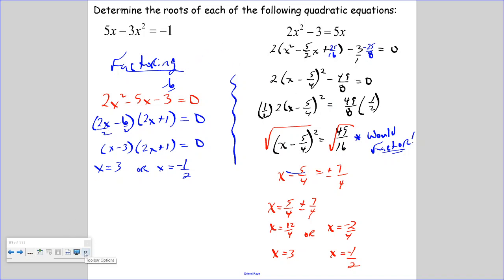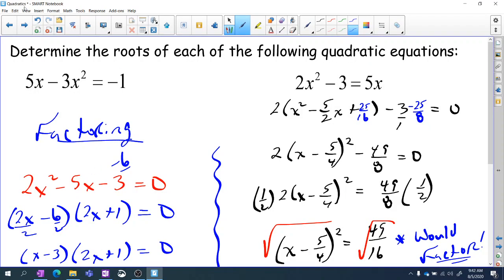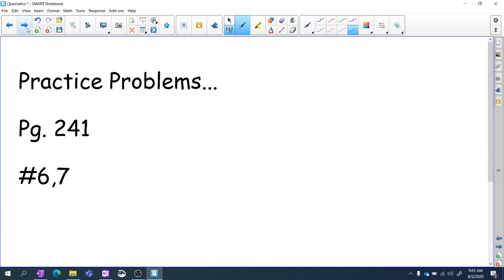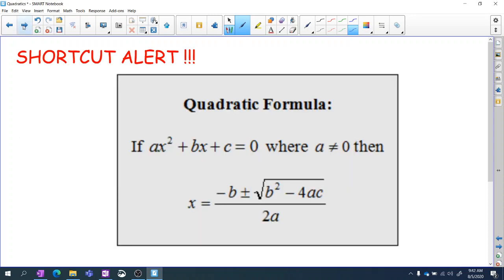Alright, so let's get back to our slides. Those are just on vertex form, but I'll put those up later on.